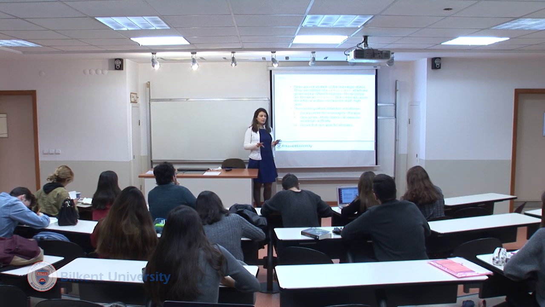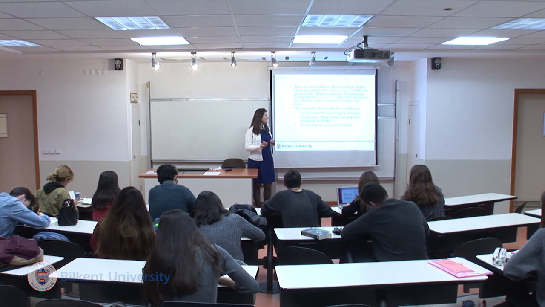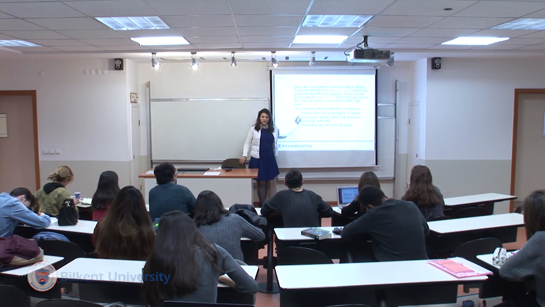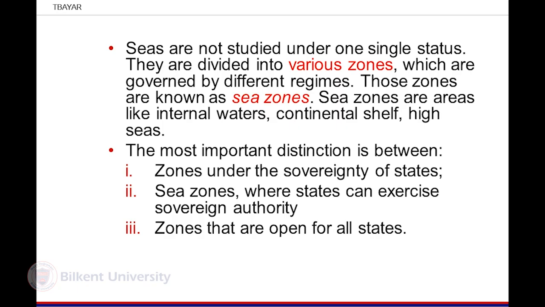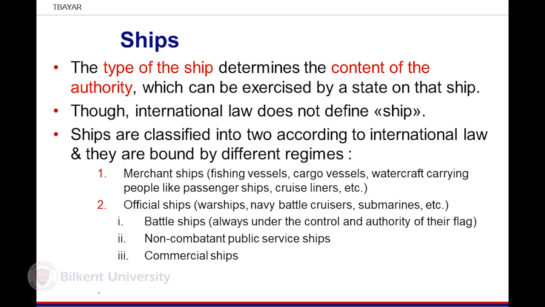So how do we separate them? Our evaluation basis is sovereignty of states. This is the first evaluation basis. The second criteria is where the state can exercise some portion of control. We're not talking about full sovereignty at that point, but some powers. And there are also zones that are open for all states. This is how we classify seas under international law. We also classify ships under international law.